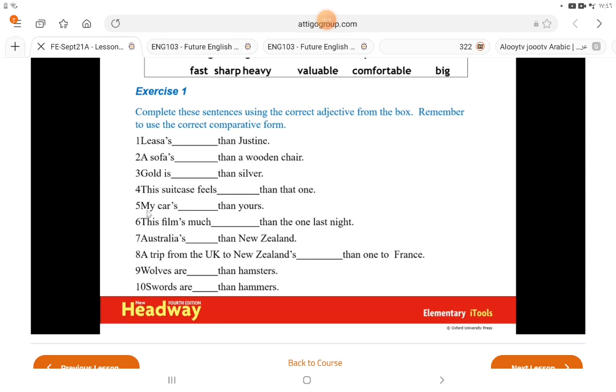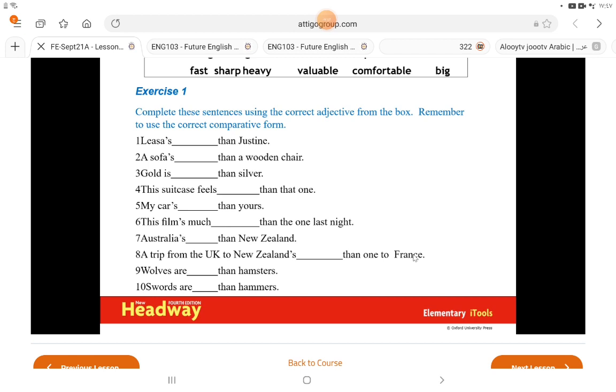Number 5. My car's faster than yours. Use the word valuable. My car's more valuable than yours. Very good. Number 6. This film's much, than the one last night. This film's much more interesting than the one last night. Okay, good.